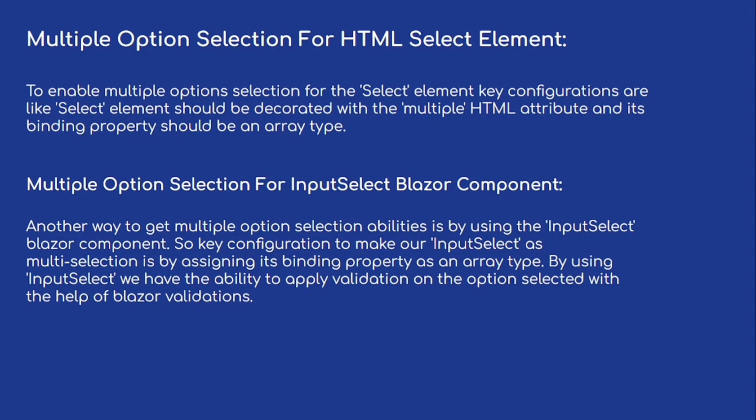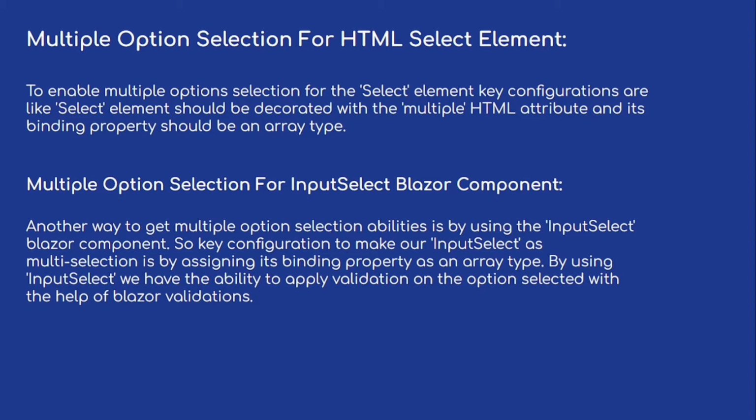So let's understand what multiple option selection is with the HTML select element or with the input select Blazor component. Multiple option selection for the HTML select element means enabling multiple options selection for the select element. The key configurations are that the select HTML element must be decorated with the multiple HTML attribute and its binding property should be an array. Then that select element will be rendered as a multi-selector.